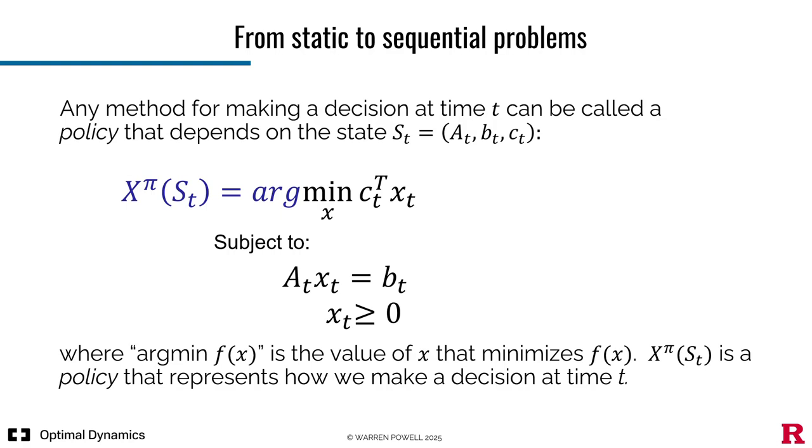And we're going to call this a policy. A policy is a method of making decisions at a point in time. And I do this at a given state in the system. My state is the information in the A matrix, the B vector, and the C vector.